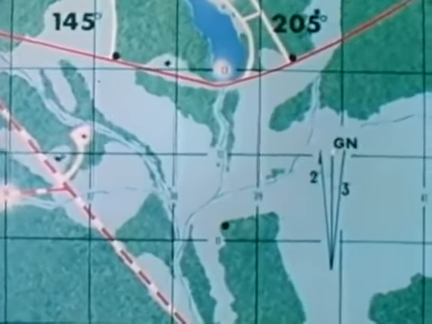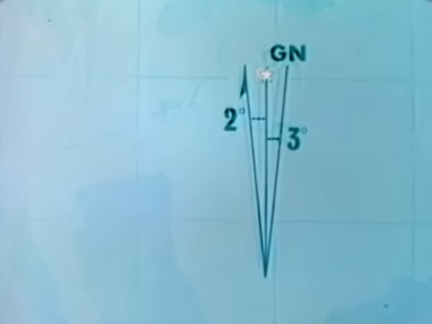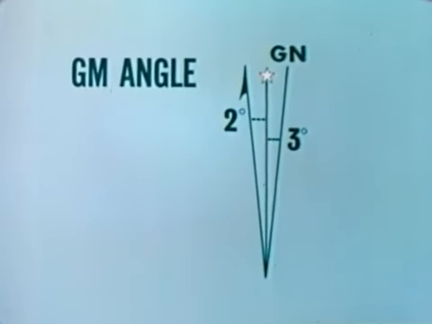So we refer to the declination diagram for the GM angle. In this case, the total variation between grid and magnetic north is 5 degrees west. This is our GM angle.